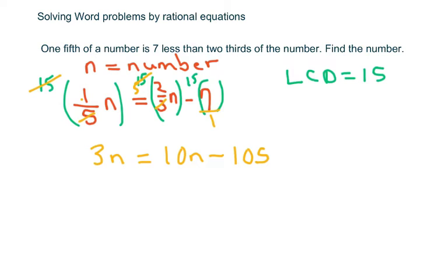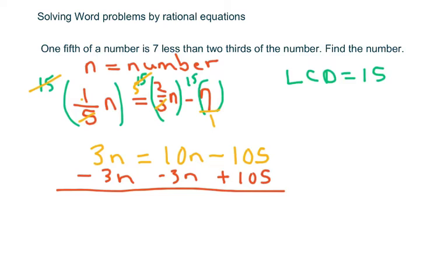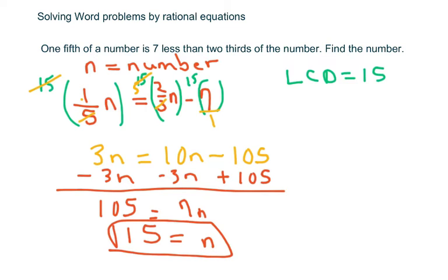Then we solve for n. So basically I'm just going to add 105 to both sides. Subtract 3n from both sides. Do it all together, and we're going to get 7n equals 105, and n equals 15. And that's how you do that problem. You just have to translate.